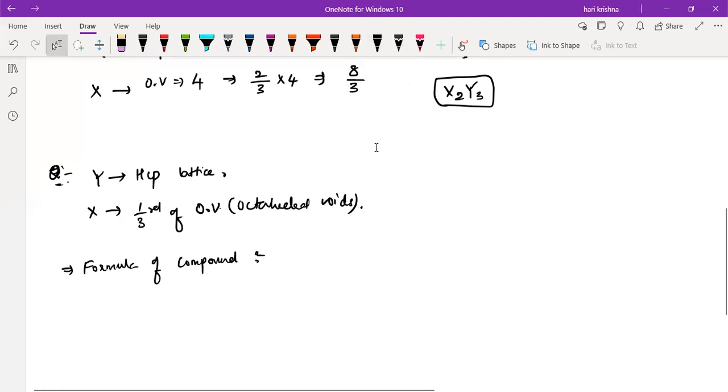Remaining people, got the answer? Dhairya and Vishwanath. Good. Vishwanath, what about the answer?